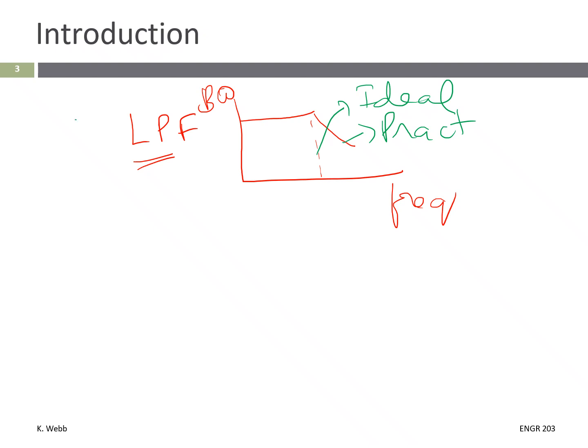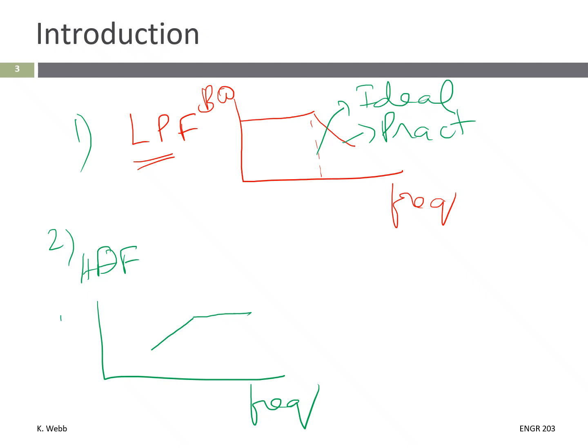The second type is the high pass filter. As the name suggests, in a high pass filter the lower frequencies are not passed, only the higher frequencies are passed. So taking frequency on the x-axis and the bandwidth on the y-axis, the filter doesn't allow lower frequency signals to pass through it. Only higher frequencies are allowed to pass through it, and at very high frequencies, the bandwidth remains constant. This is an ideal curve, and this curve is a practical curve.